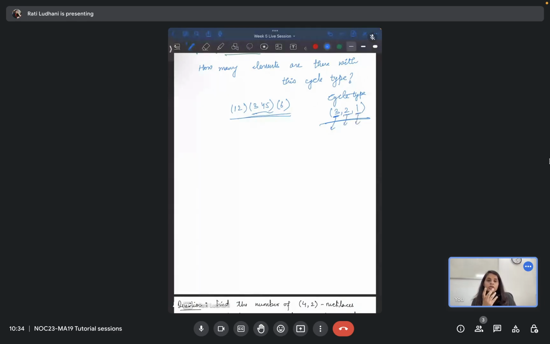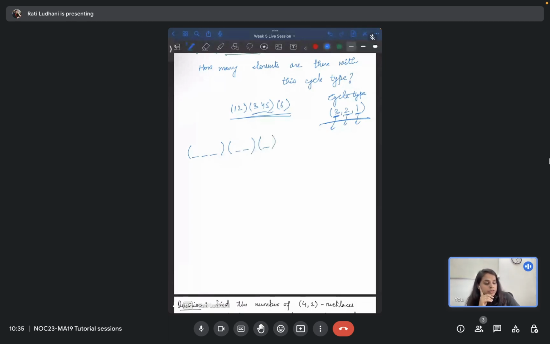So how will you find it out? You need to count such elements. You cannot write all the elements like this, so you can just do a combinatorics thing. Out of these six elements, you have a 3-cycle, a 2-cycle, and a 1-cycle. So you have 3 options, 2 options, 1 option. You need to count it.